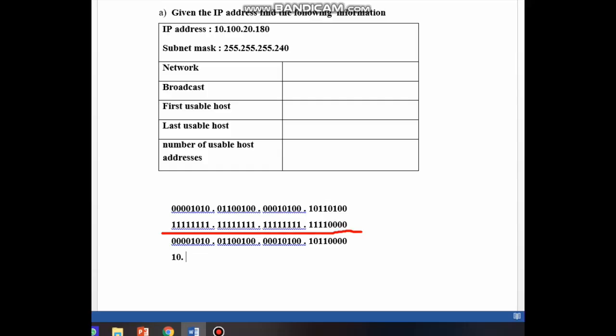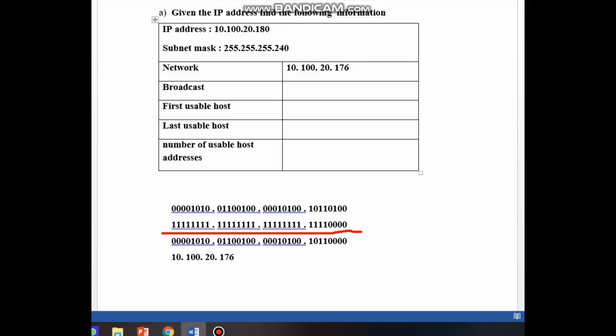0 1 1 0 0 1 0 0, that's 100. Right, this one, the third octet is just going to be 20. The fourth octet is going to be 176. Right, so this is going to be our network address. I can just write down here, our network address is 10.100.20.176.